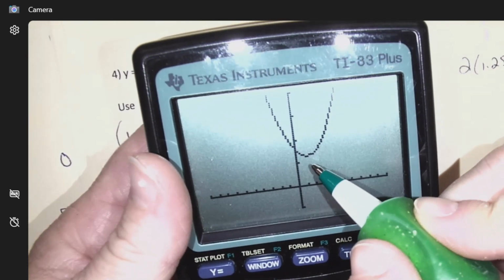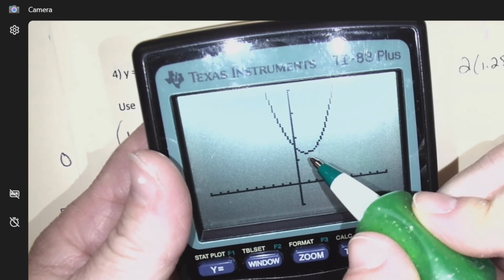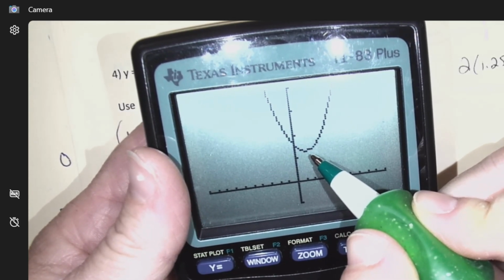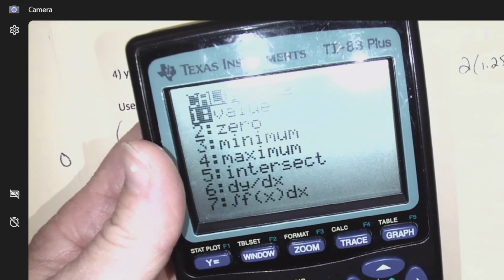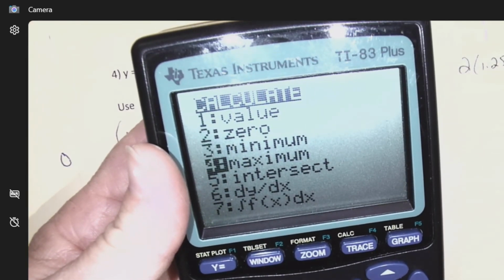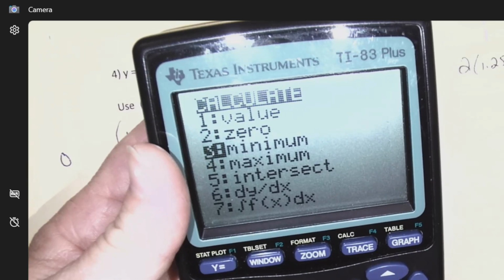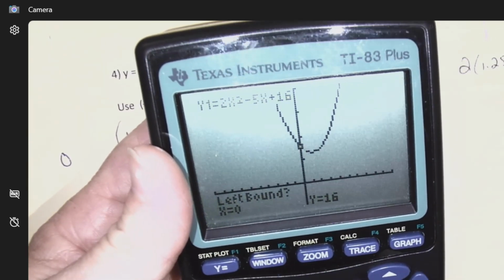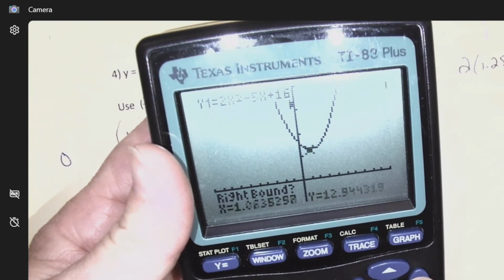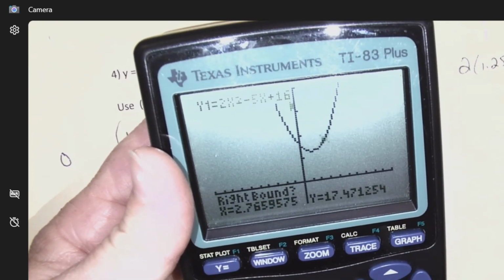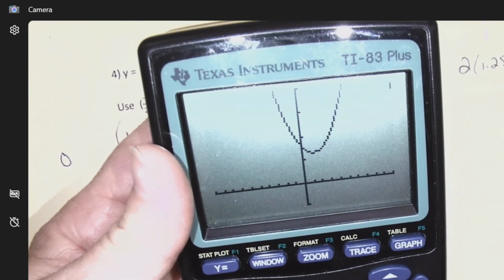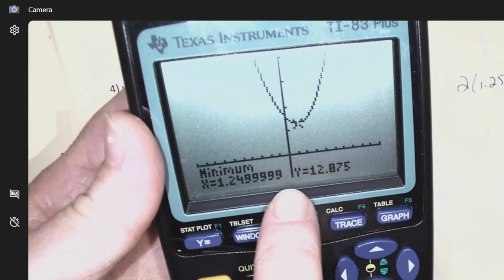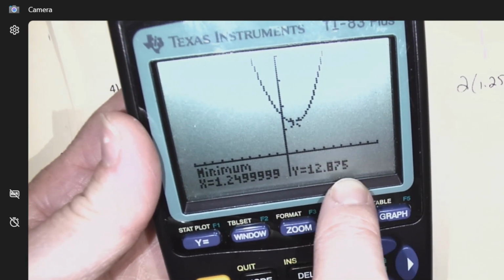Okay, here's my vertex. My vertex would be called a minimum because looking at it, it's the lowest point. So I'm going to tell my calculator to figure out a minimum. And then I got to move my mouse left. Now I got to move it right. And then I tell it to figure it out. 1.25, 12.875.